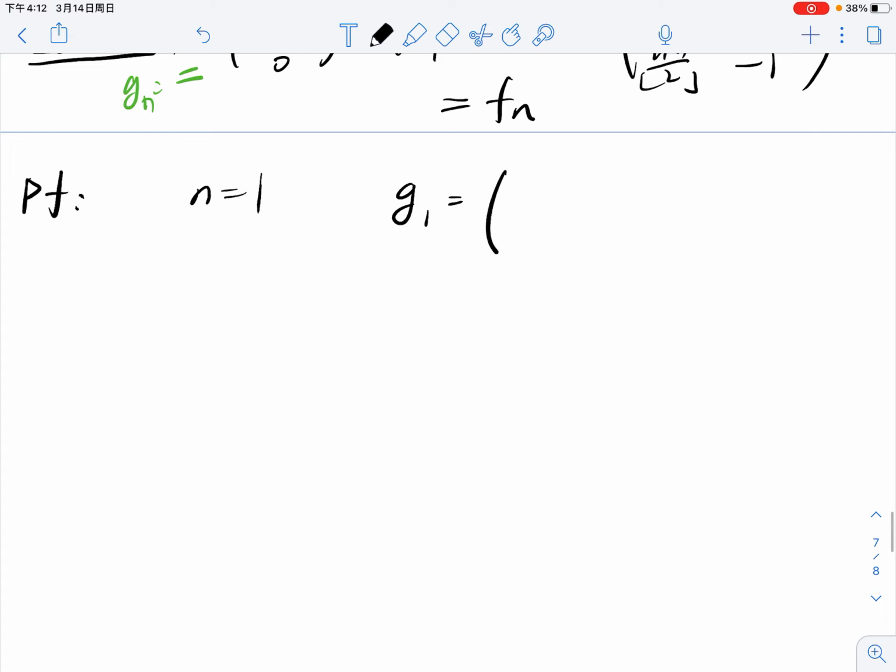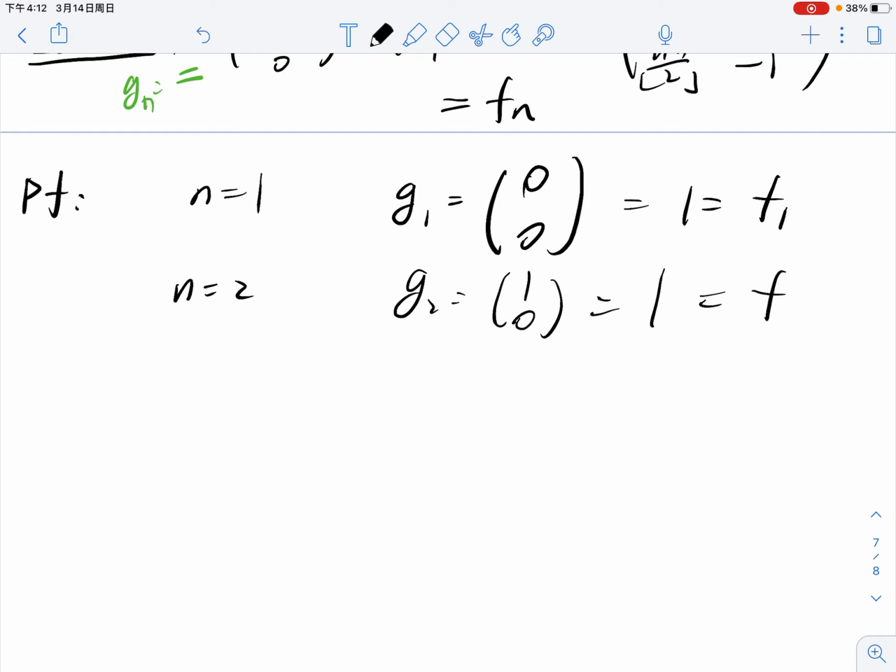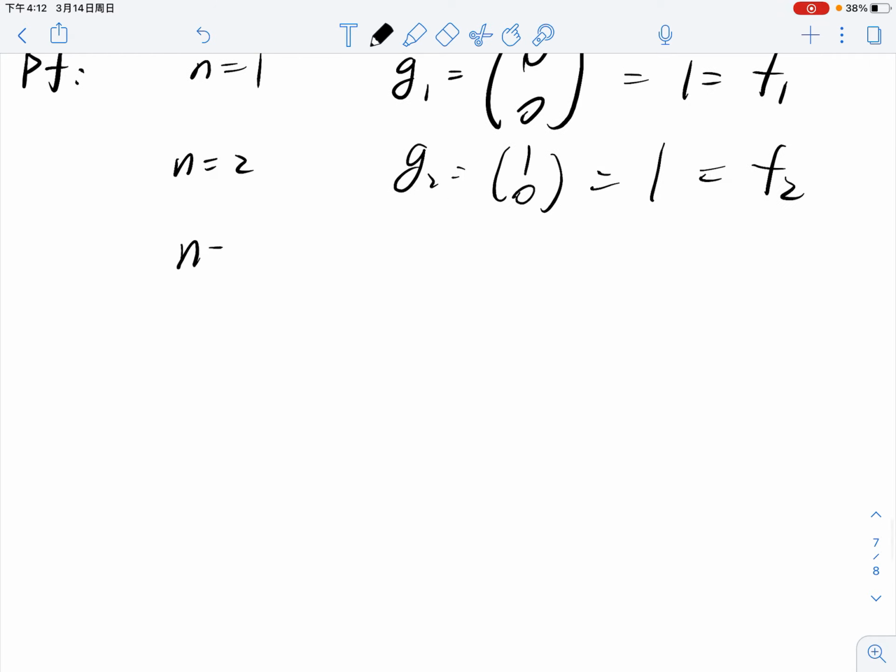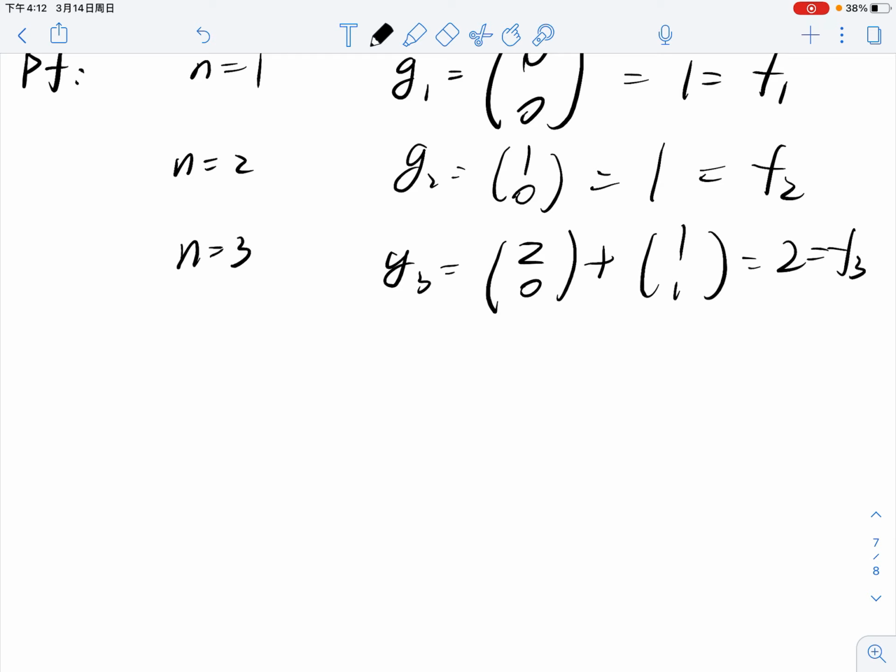Okay, so when n is 1, we have G1 is 0 choose 0, which is 1, so it's F1. When n is 2, G2 is 1 choose 0, which is 1, which is F2. When n is 3, G3 is 2 choose 0 plus 1 choose 1. So this is 2, which is F3.